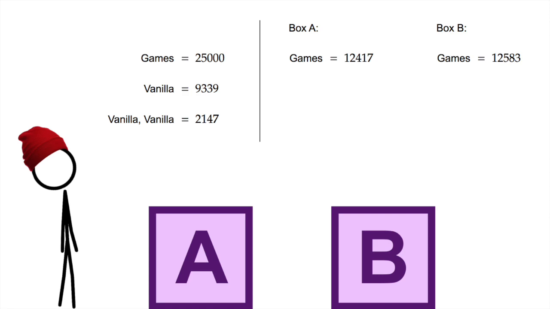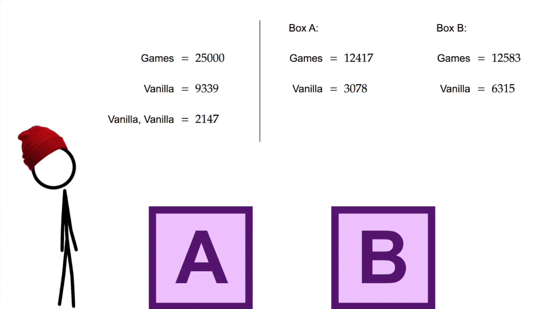Makes sense. 50-50, right? But then what's this? Out of the 9,339 games, 3,078 were with box A, and 6,315 were with box B. Huh? That's not 50-50. What's going on here?